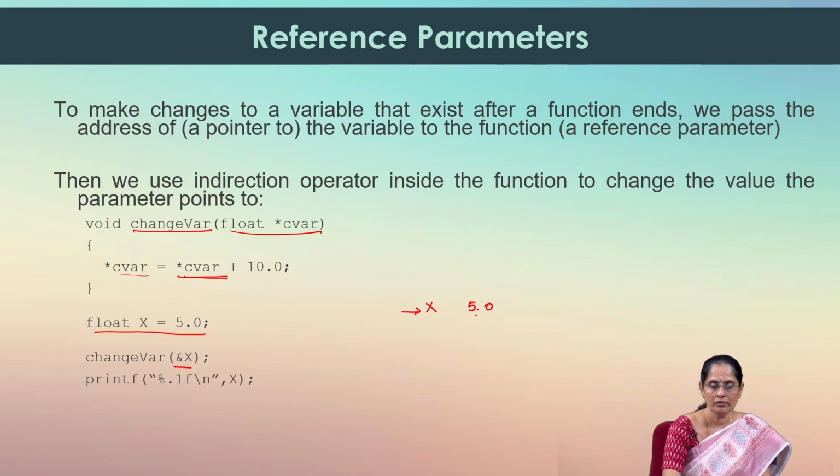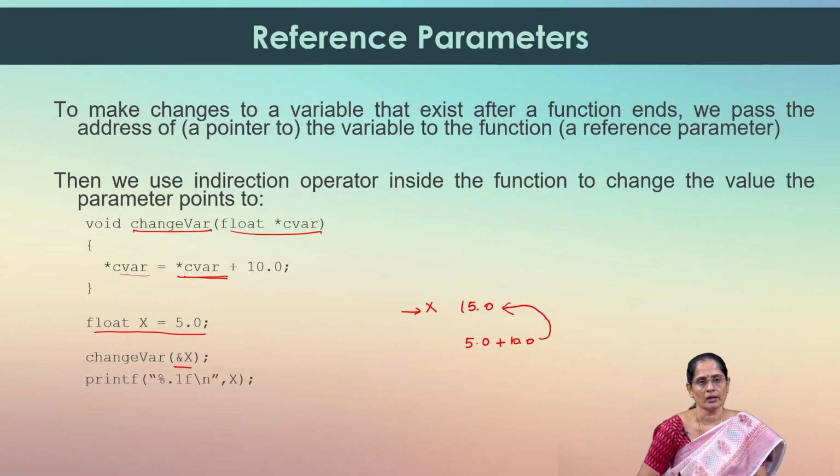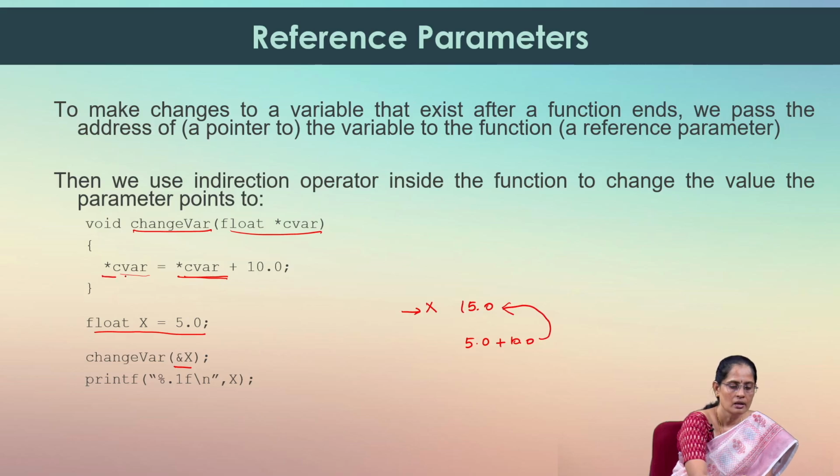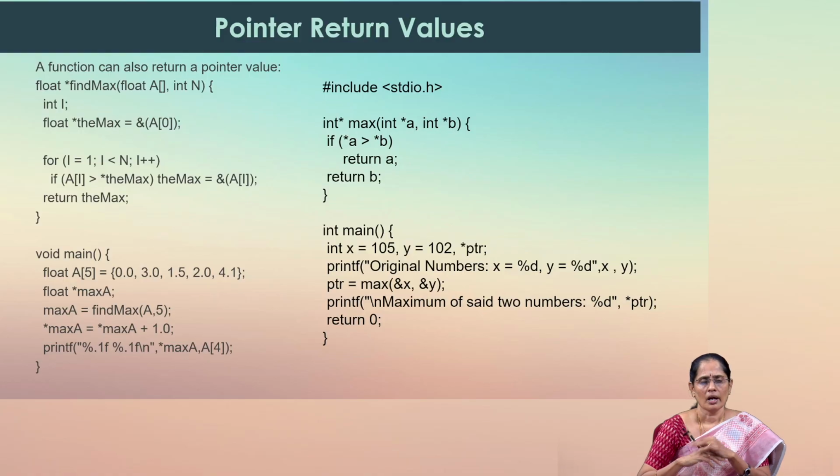So, 5.0 will be dereferenced and we add the value 10.0 to that value, which will be updated onto the pointer or onto the particular address. Here we can see that the value is updated even through the pointer. So, if we display the value now, we will get the updated value as 15.0.